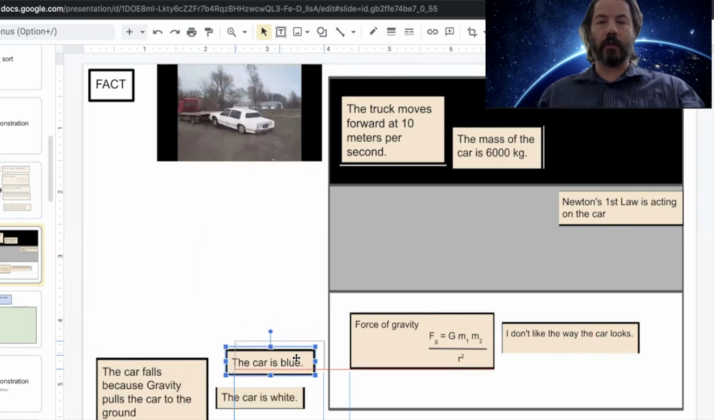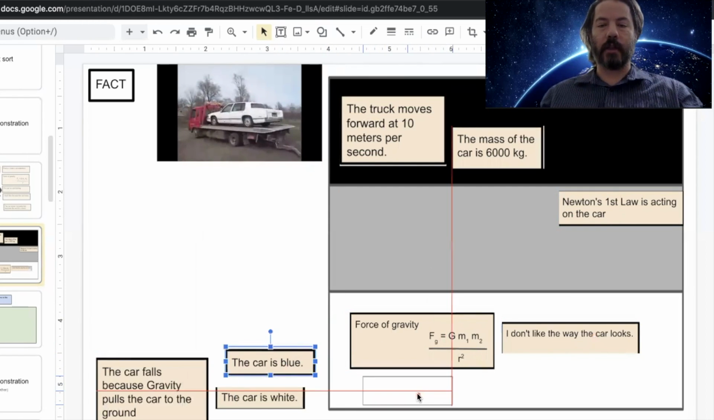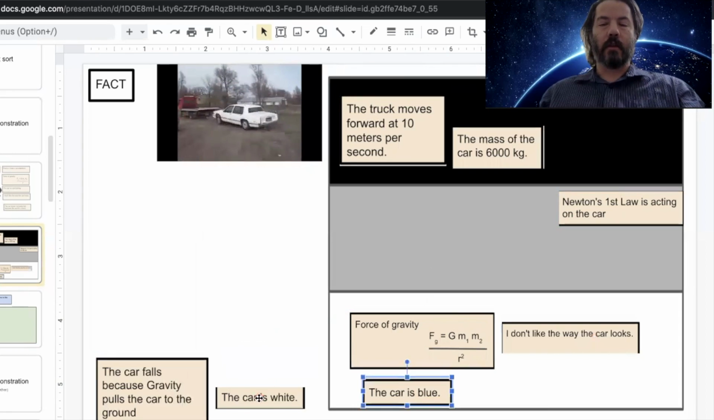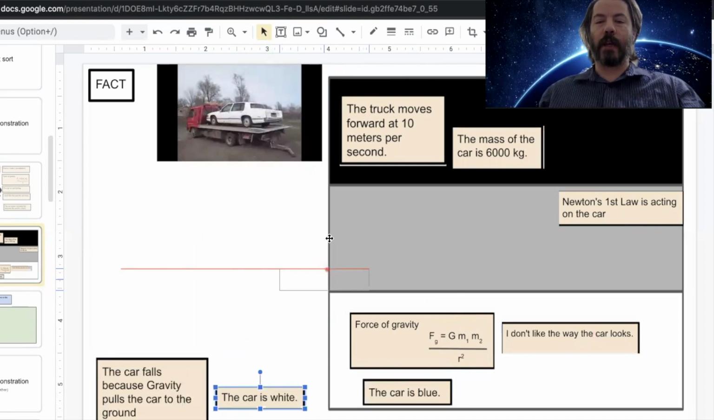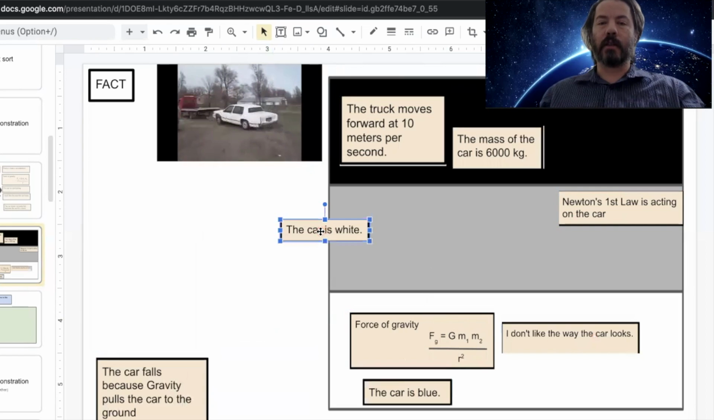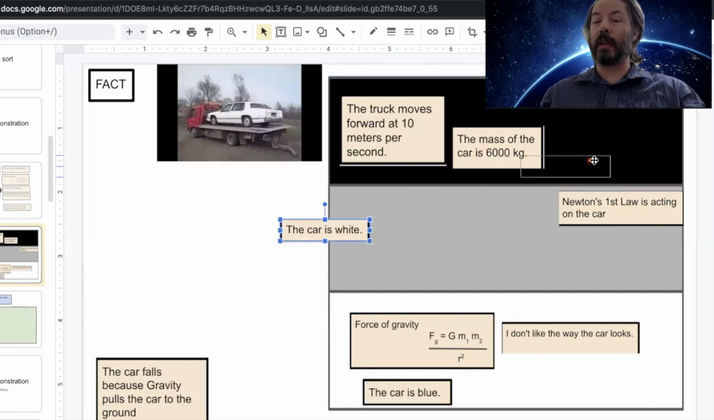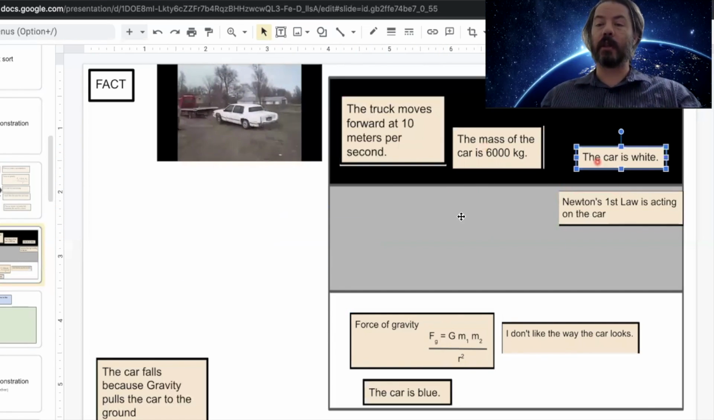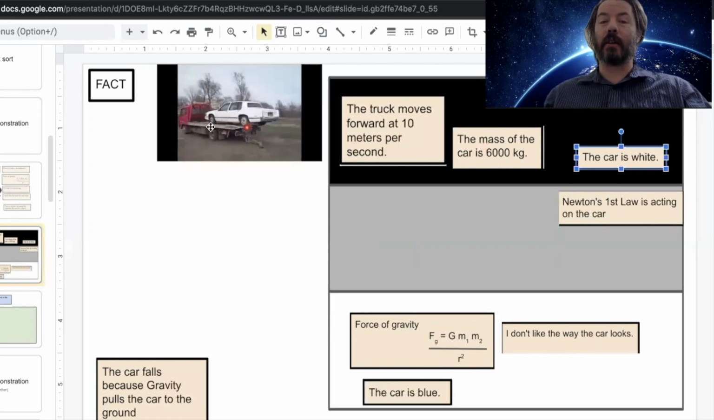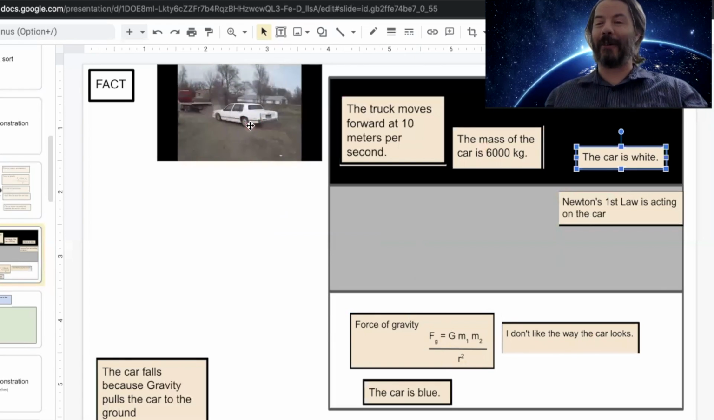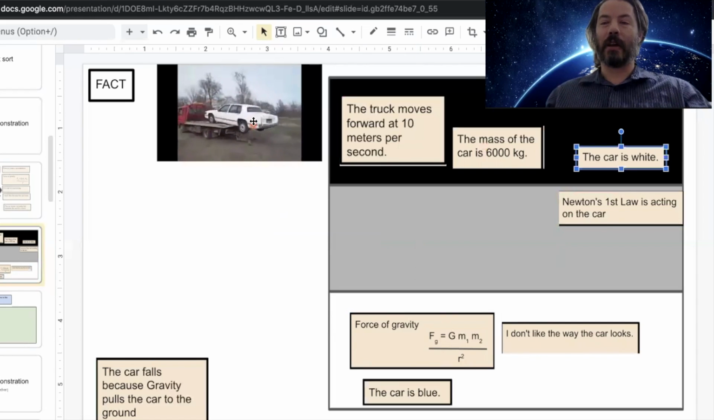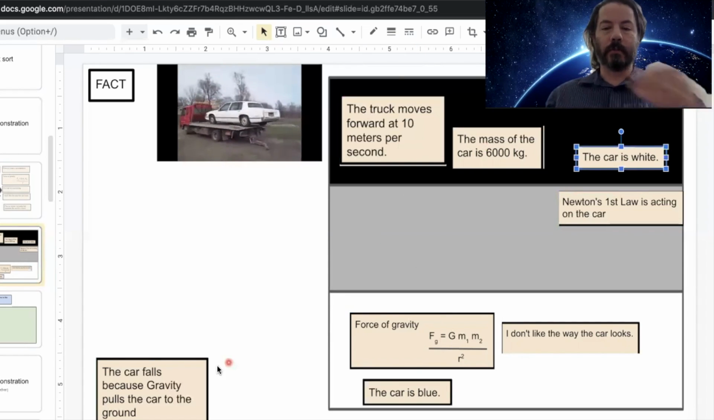The car is blue. The car is not blue, or at least I don't think it's blue. So I'm going to put it down there. The car is white. That's an observation. Can someone else see it as white? Possibly. There's no number with it, but it is qualitative. It describes the object. We could say it is white compared to the truck around it. If we had a different color of white, we might argue what kind of white it is. So that's a qualitative measurement.